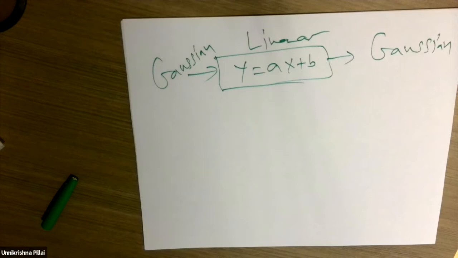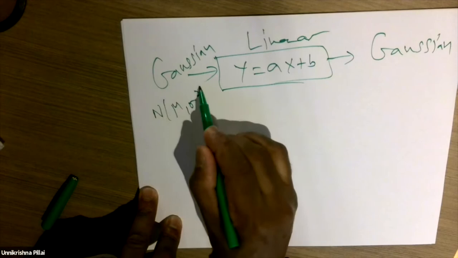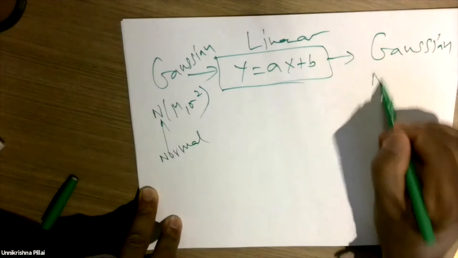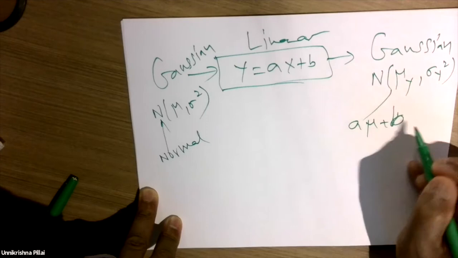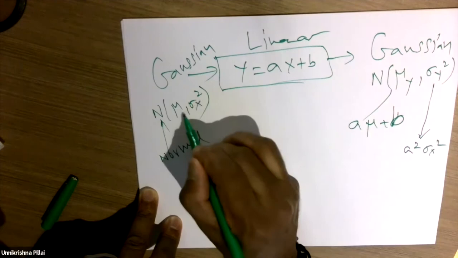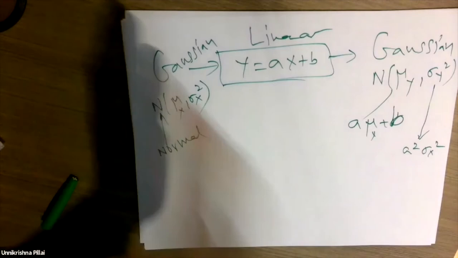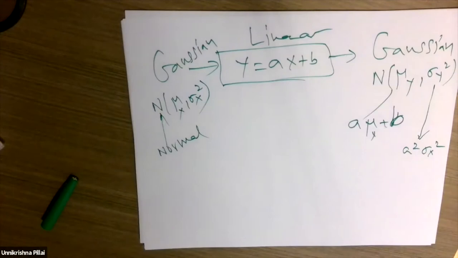Remember, Gaussian is sometimes written as normal. N is for normal random variable. So this is also normal, but with parameters mu y and sigma y squared, where mu y is a mu plus b, and sigma y squared is a squared sigma x squared, the original one. So Gaussian, linear Gaussian. Remember, I didn't make this up. I proved it for you in the previous one.